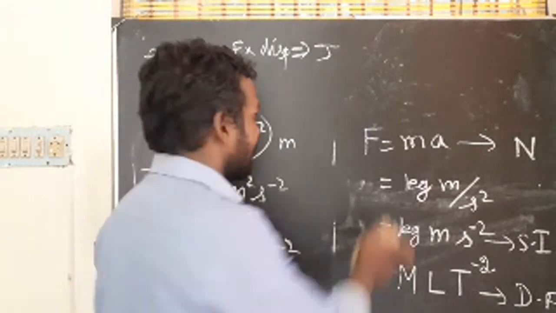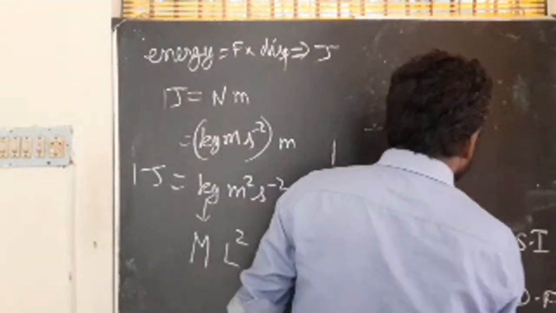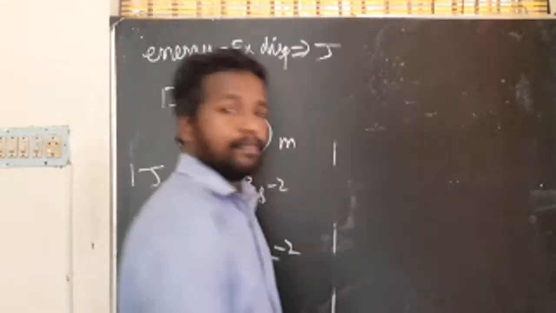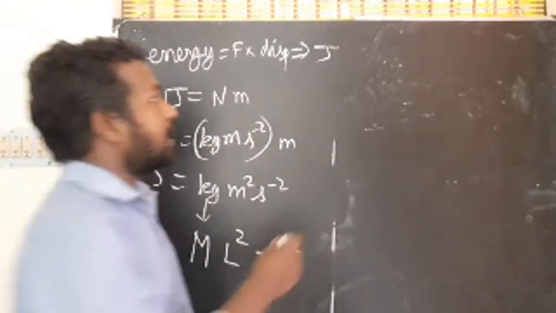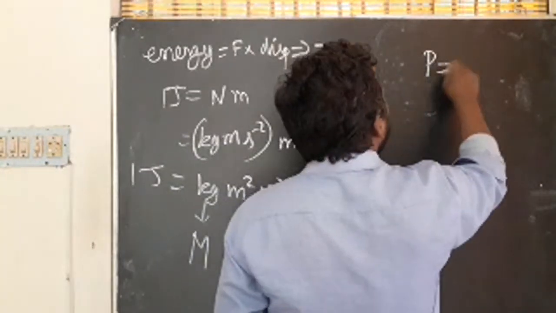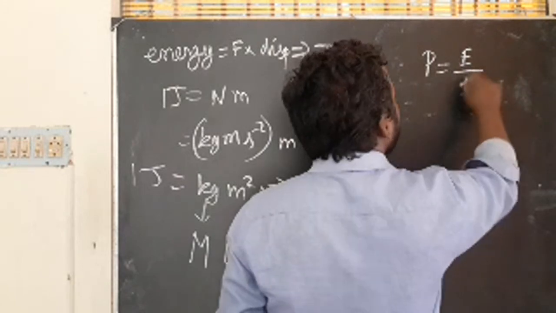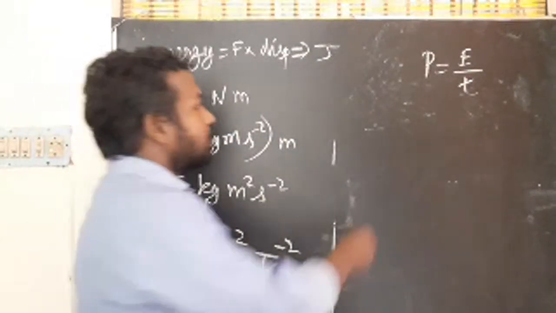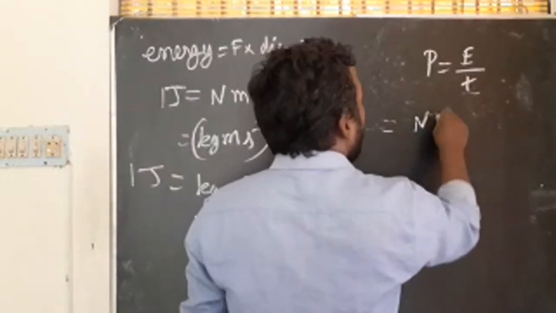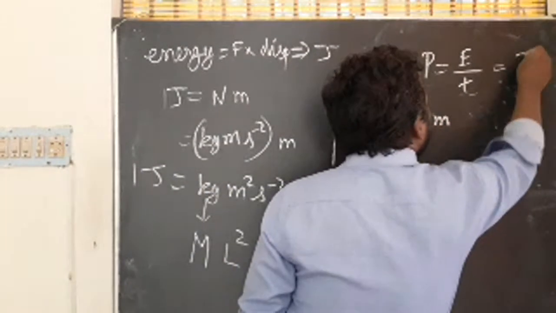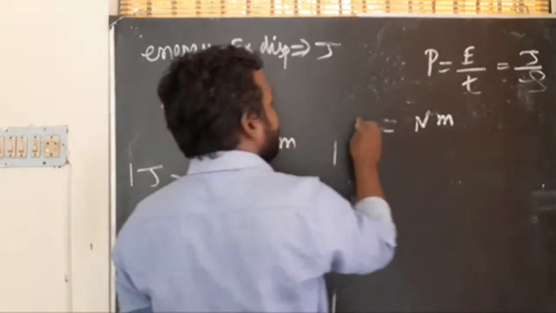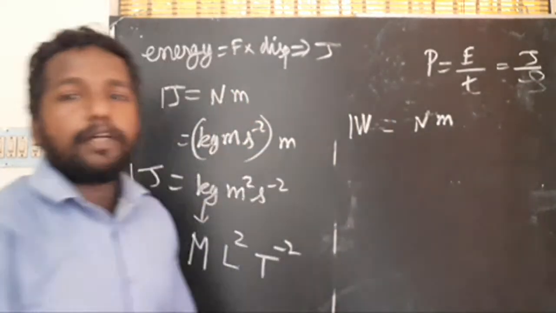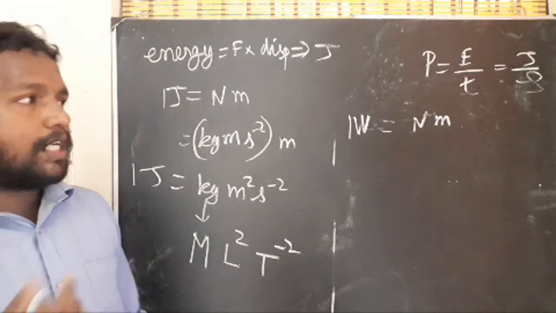Next, energy we completed. Next, power. The power unit will be taken as the watt. So power is equal to energy by time. What is the energy unit? It's Newton meter. We can write it as joules per second also, which is called power. The power unit is going to be the watt.